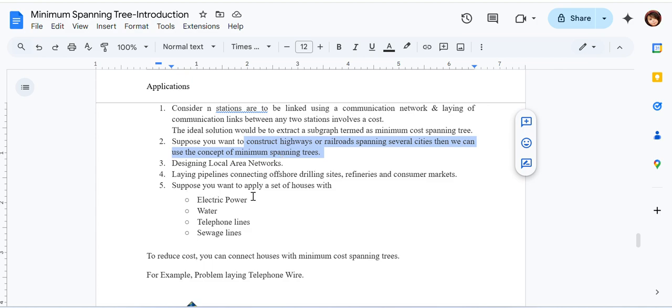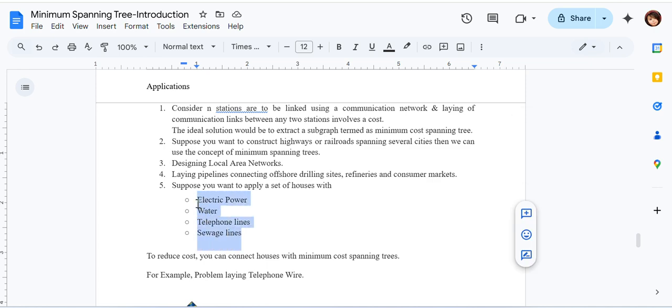And suppose we want to supply a set of houses with electric power, water, telephone lines, sewage lines, everything. You have to plan accordingly, and it should cut down all the resources in the minimum, effective way. So that gives you the main understanding of the concept of minimum spanning tree.